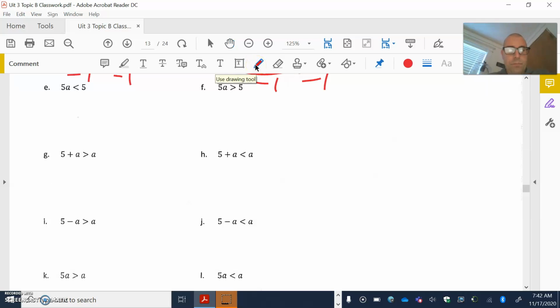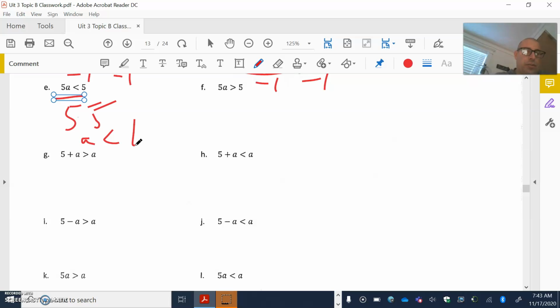Letter E. Let's divide both sides by 5. So a is less than 1. If a is less than 1, are those all negative numbers? Well, most of them are, but not all of them. Like a half. A half is a positive number. So that's not always going to be true. That's going to give us a false statement.